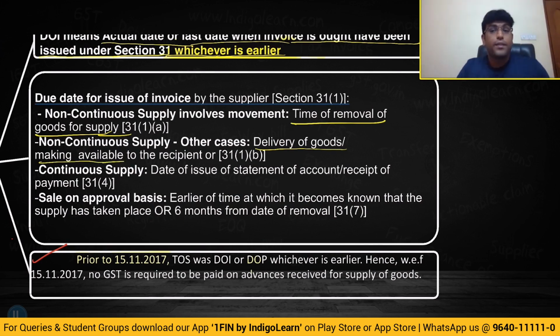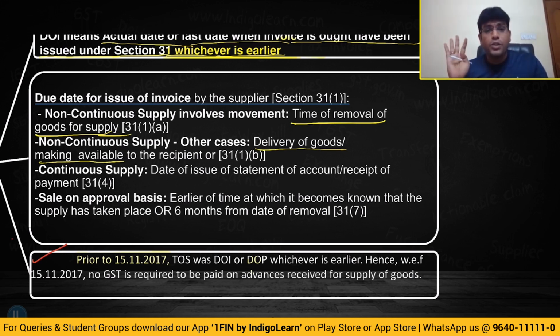There is a case where supply does not involve movement of goods. If there is movement of goods, on or before the date of removal. No movement of goods, on or before the date of delivery or making available. This is practically common in case of furniture. Let's say at some fixed place, I've got some furniture. That furniture I supply to you, but it is not being moved by you, neither by me. You actually came and occupied the furniture. So this is the case where there is no movement of goods.